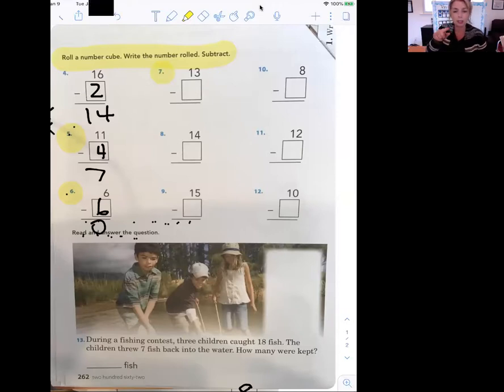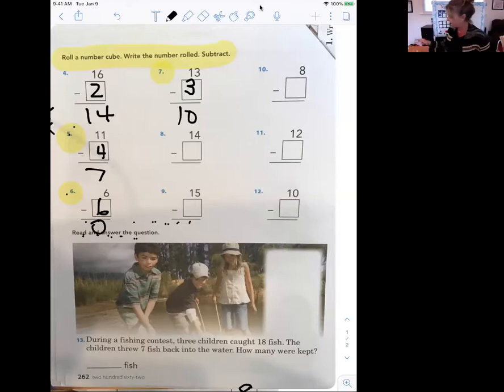Okay, now we're at number 7. What's the top number? 13, take away 3. 13, take away 3. So I'm going to put a 3 here first. Then I'm going to get my number line, 13. And I go this way to take away. 1, 2, 3. What did I land on? 10. That's a 10.